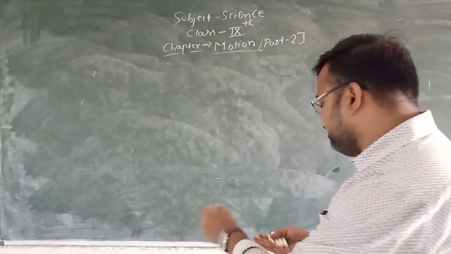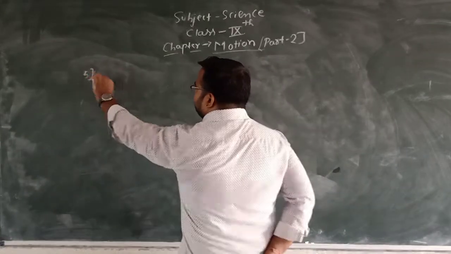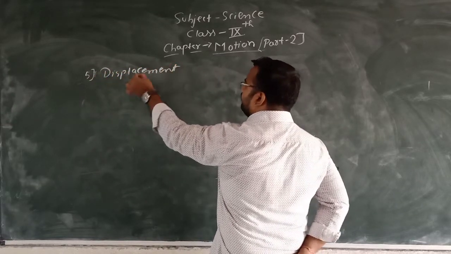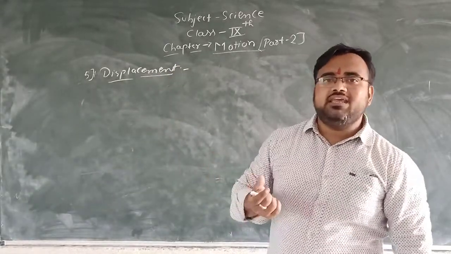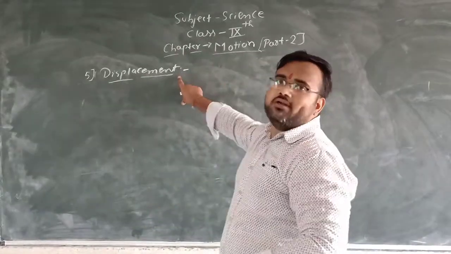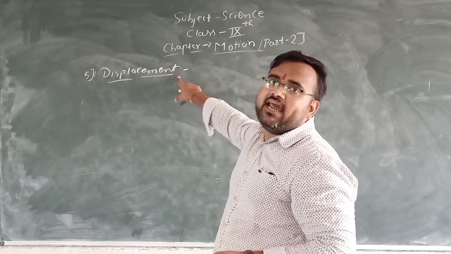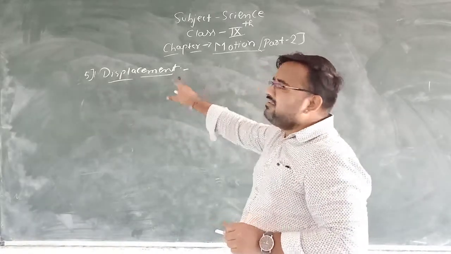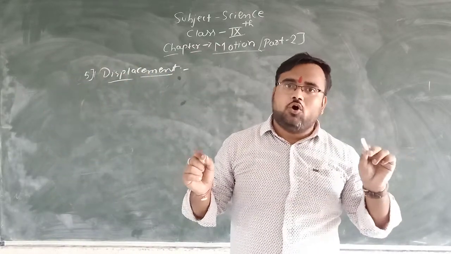The next concept is displacement. I think displacement is the fifth quantity. What is the meaning of displacement? See, displacement is the shortest pathway or the distance between the initial point and final point of an object. Okay, displacement is the distance between the initial point and final point of the object.